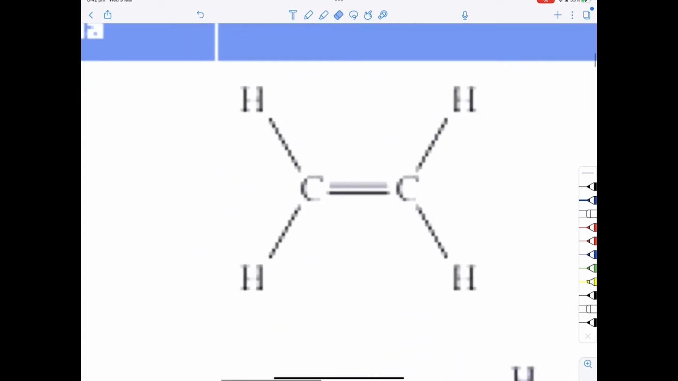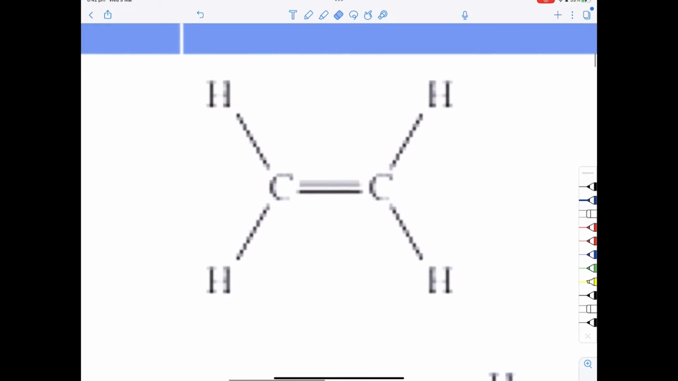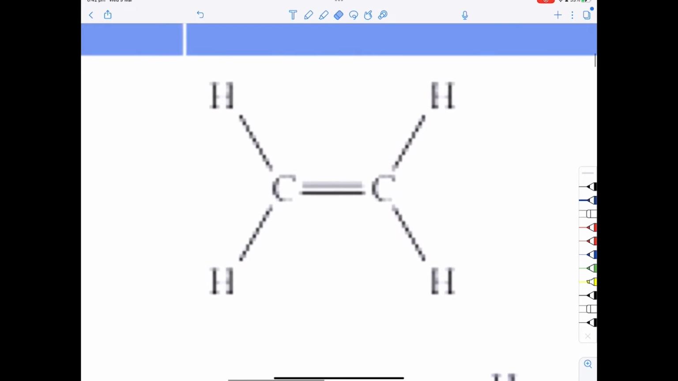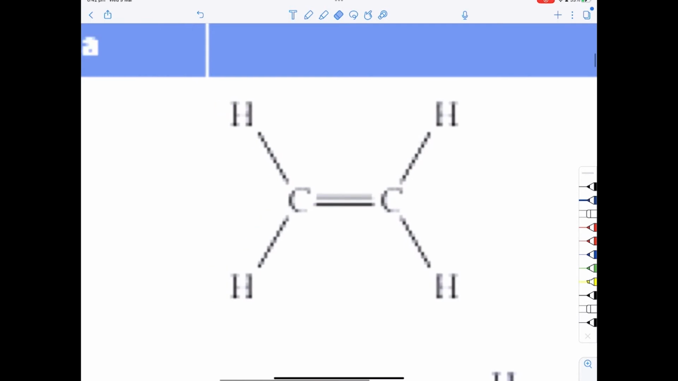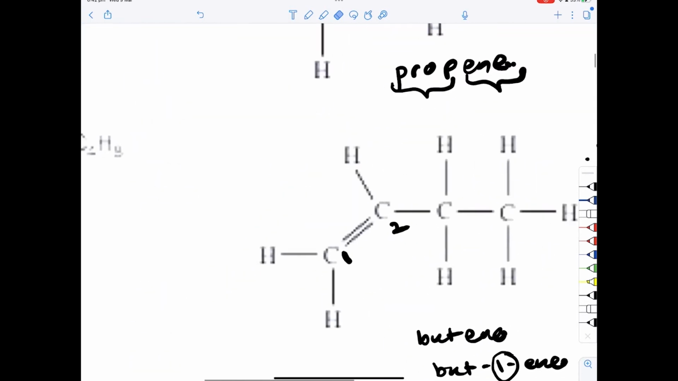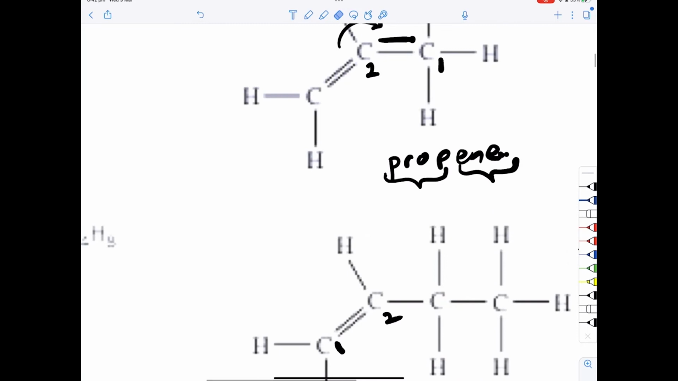Same thing here. Jad, would you number this? It's 2 carbons, so it's an eth. It's a double bond, so it's an alkene. Would you call this eth-1-ene or just ethene? Just ethene. Good.